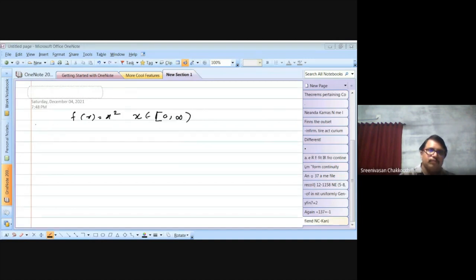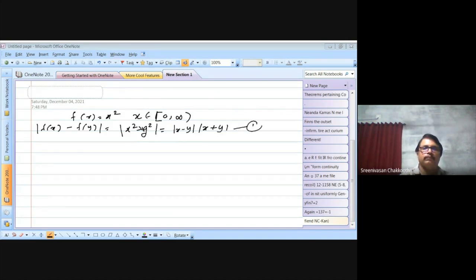Now, first of all, we observe that in this case, mod f of x minus f of y equals mod of x squared minus y squared, which equals mod x minus y into mod x plus y. Let epsilon equal 1. We fix epsilon equal to 1. We are to find x and y satisfying the condition mod f of x minus f of y greater than or equal to 1, even when mod x minus y is less than delta.